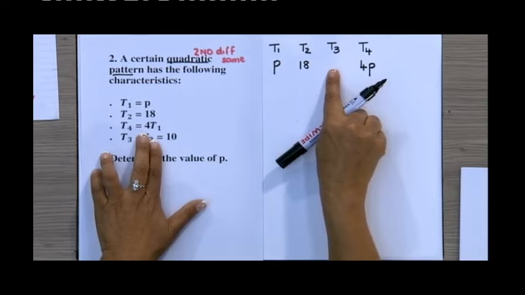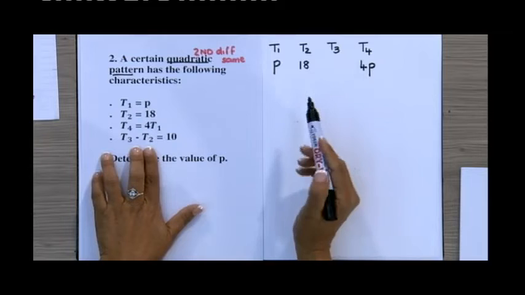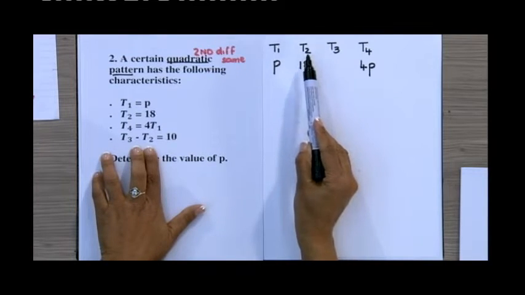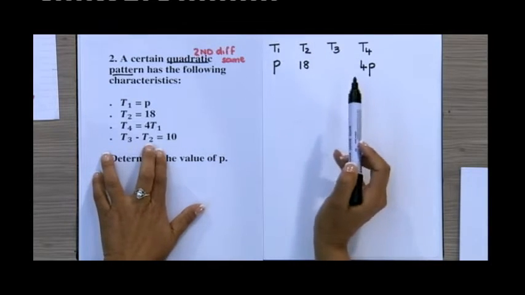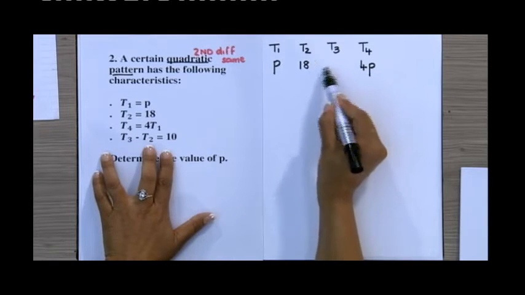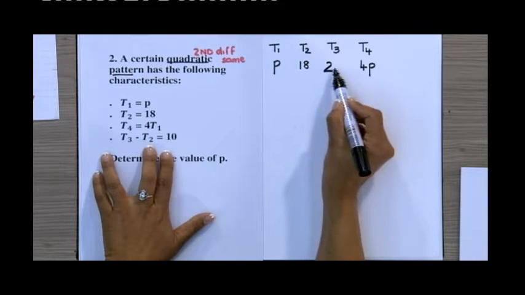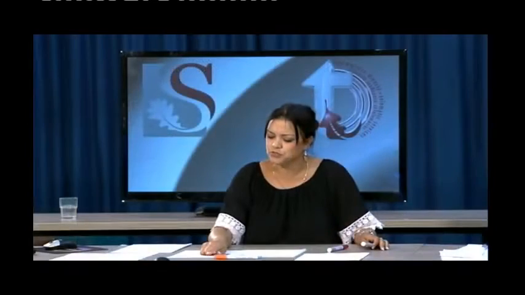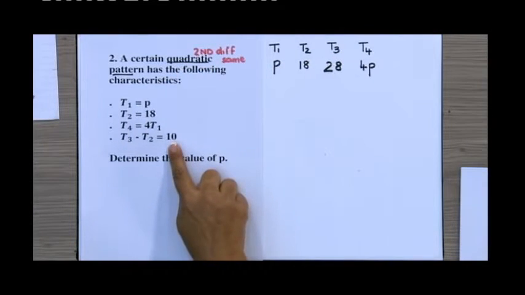Now can we check what information they tell me about term 3 minus term 2? They say that term 3 minus term 2 is equal to 10. So the difference between term 3 and term 2 must be 10. Do you agree with me that term 3 should then be equal to 28? That's not difficult to see. Hey, what is the difference between 28 and 18? Term 3 and term 2 gives me 10.